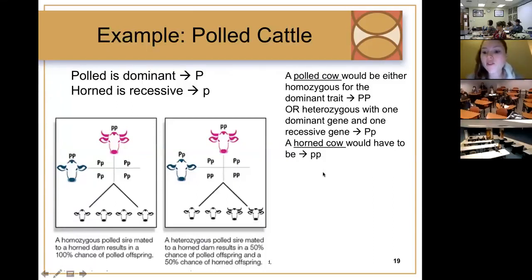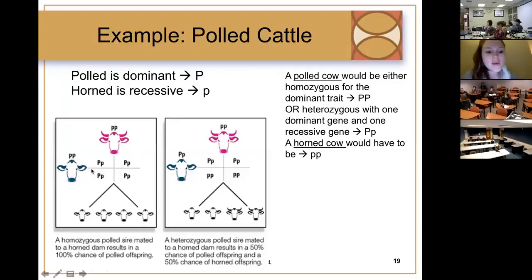So in order for a cow to have horns, because horned is recessive, you can't have a big P in there. So you have to have little p, little p. You have to have two of the recessive in order for the cow to have horns. So that's how that works.